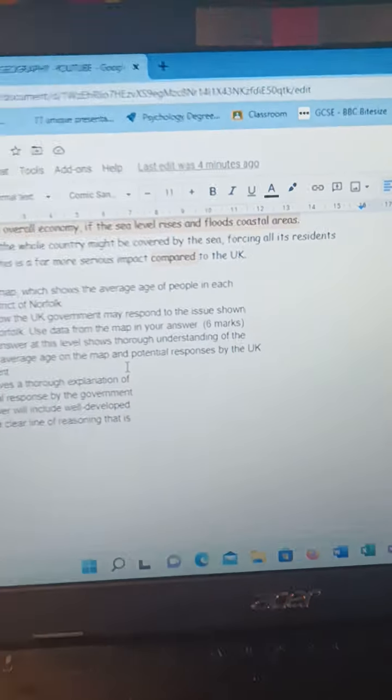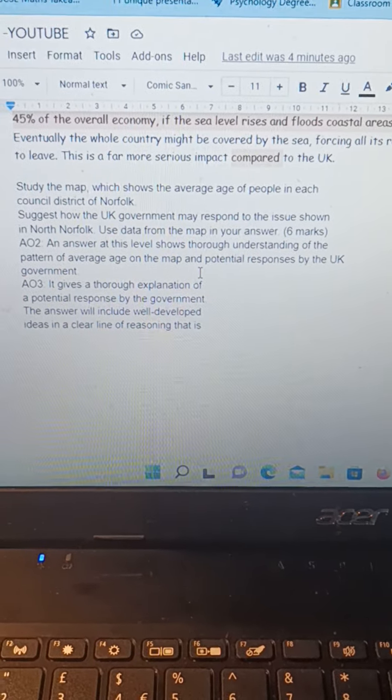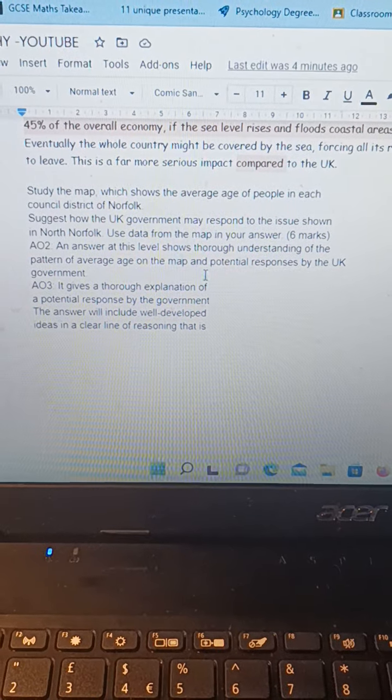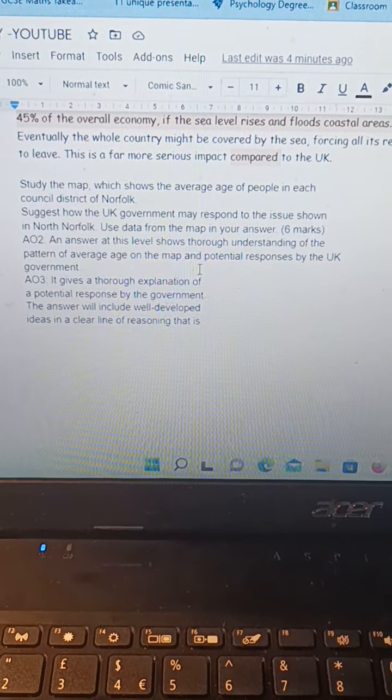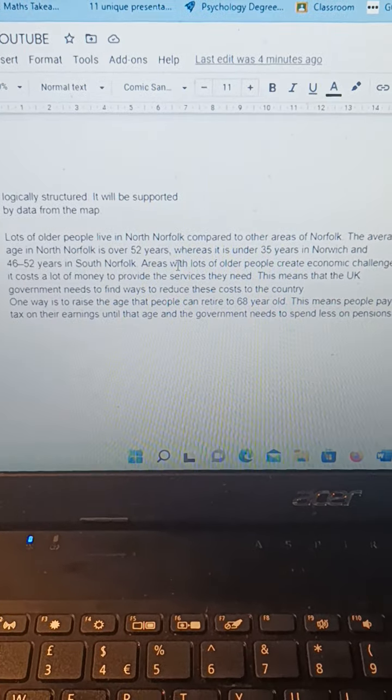Okay, this is my final one. Studying the map. So AO2 and AO3. So you need like an understanding for AO2, and AO3 is understanding and applying.